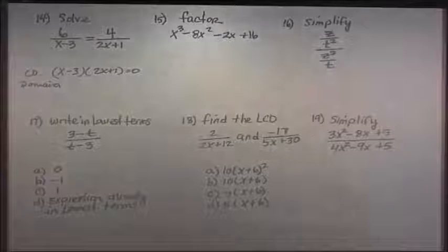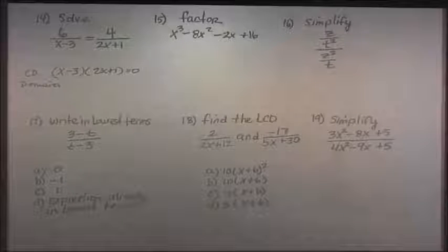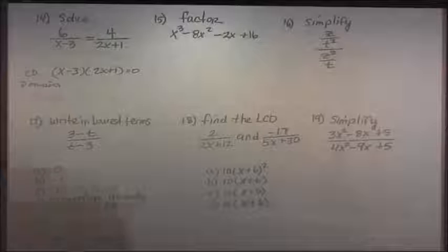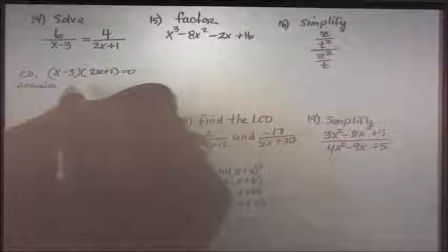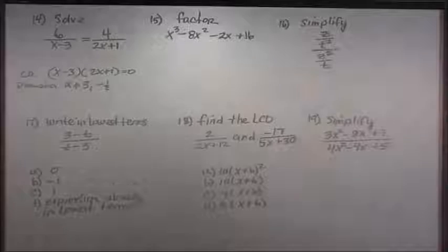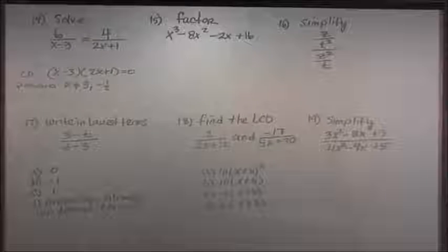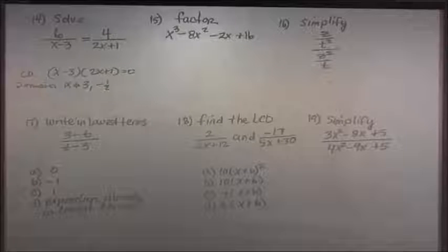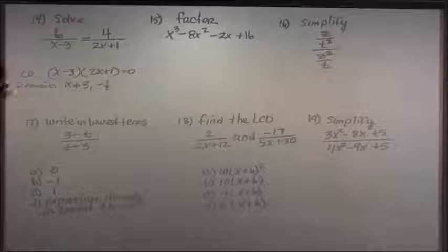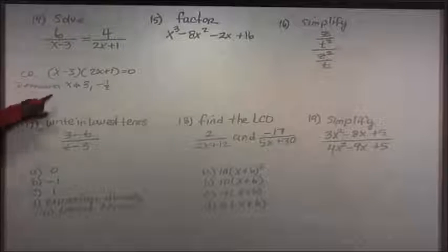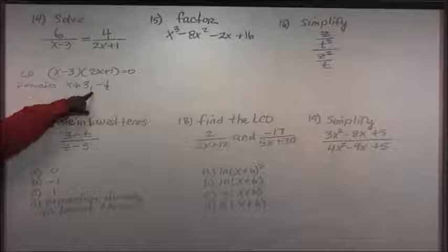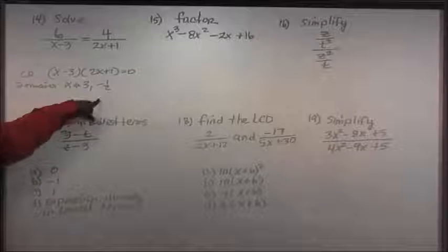You have to find the domain. What's the key word? Solve, right? And they give you a fraction with a letter in the denominator, domain. So our domain, x can be any number in the world. It just can't be what numbers? X can be any number in the world. It just can't be a positive 3 or a negative 1/2. So if this is a multiple choice selection and this is one of the choices, you got to cross it off because it can't equal these numbers.